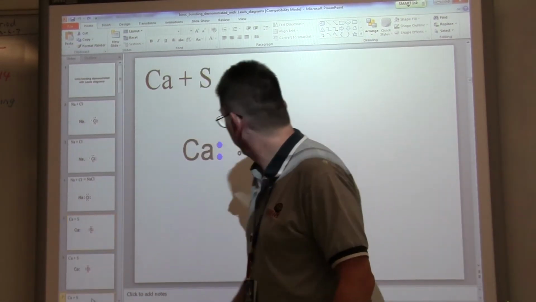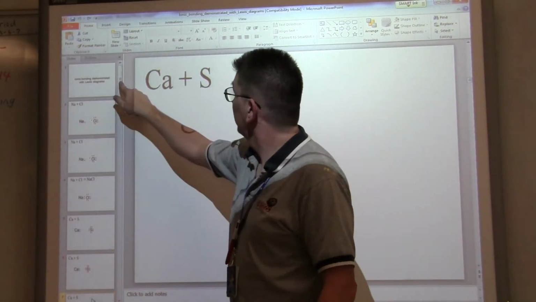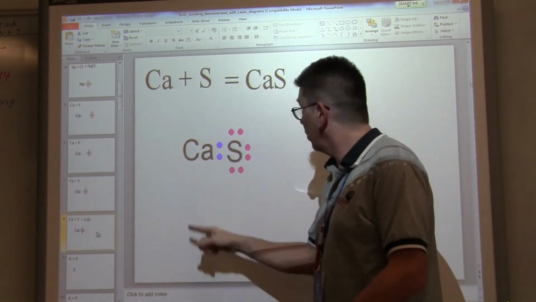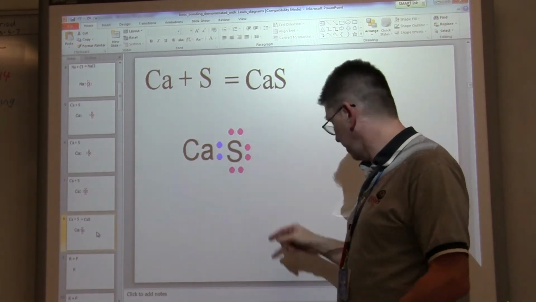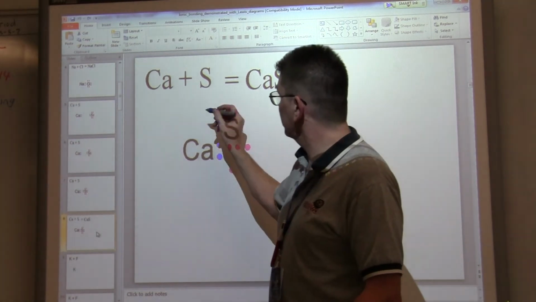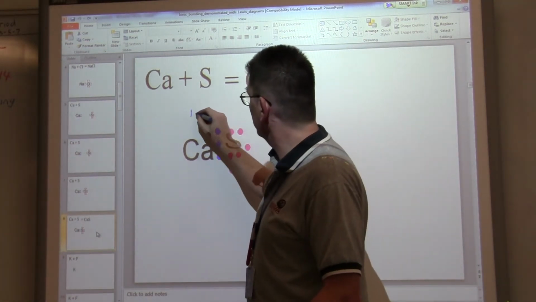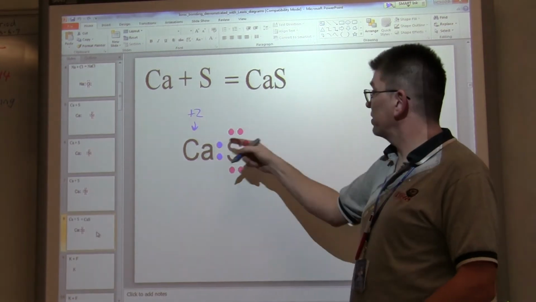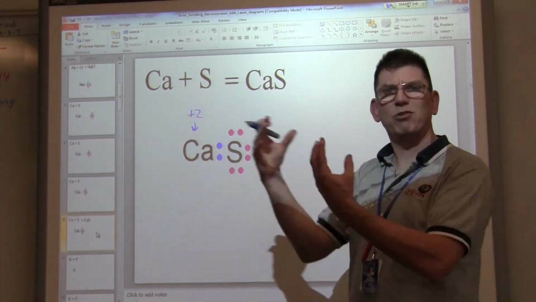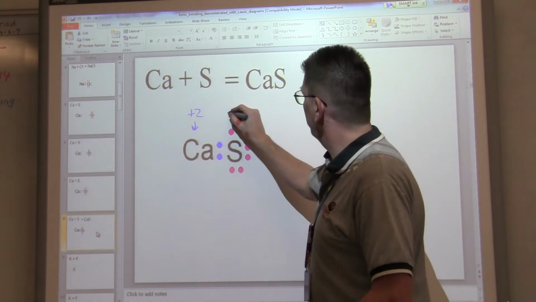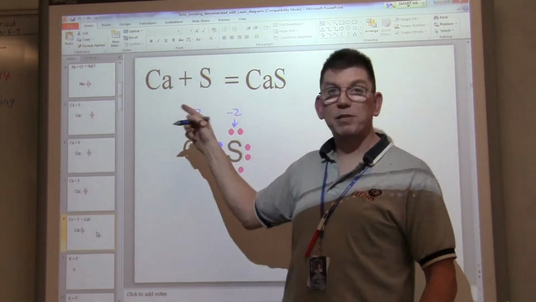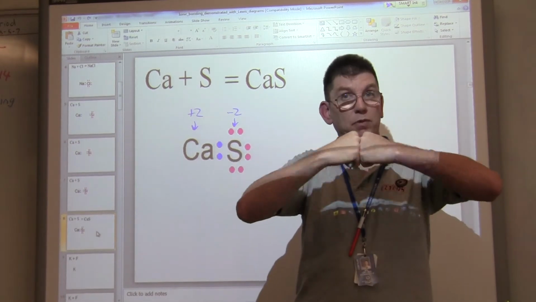So when I look over here, we get that. Now, because it has lost 2 electrons, it's going to have a +2 charge on it now for the calcium. The sulfur, because it gained 2 electrons, has 2 extra minus charges on it. This will be a -2 charge on the sulfur. Opposites attract. Boom, they're put together.